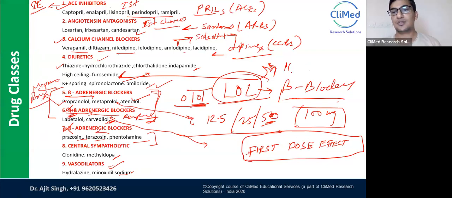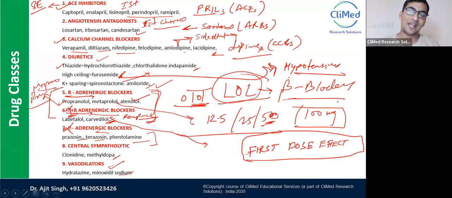Patient can go to the hypotension. Okay, and if you want to avoid the patients going to hypotension, always start with a lower dose, with the lower dose of any drug. But usually it is considered in the case of ACE inhibitors and ARBs because these are known to reduce the blood pressure rapidly. That's why we should always be careful when we are giving ACE inhibitors or ARBs.